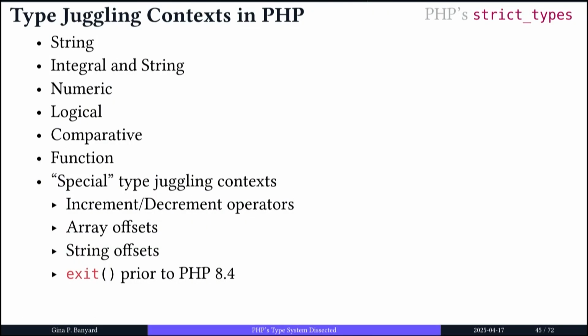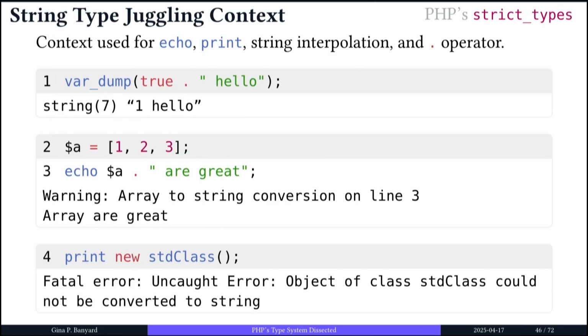So PHP has 6 proper type juggling contexts, and now 3. It used to have 4 kind of weird ones that interact. The string type juggling context is used for echo, print, string interpolation, and the concatenation operator, and it basically means that it will cast stuff to a string. So true gets cast to string 1, and it gets concatenated with hello. Arrays are great in PHP, as you can just cast them to strings, and you get the nice string Array with a capital A, very important capital A, in front of it.